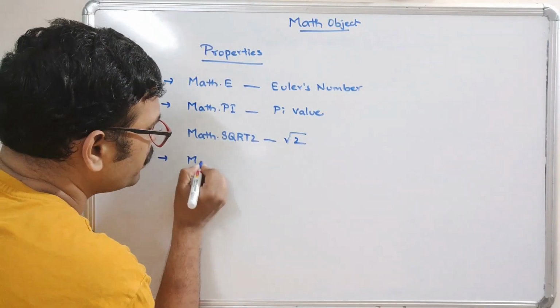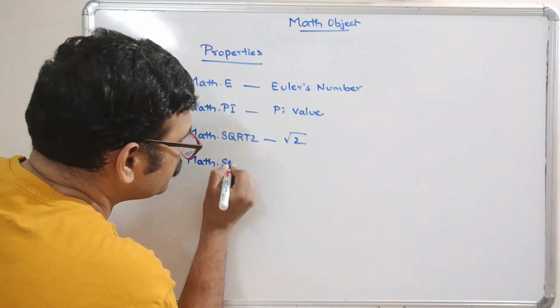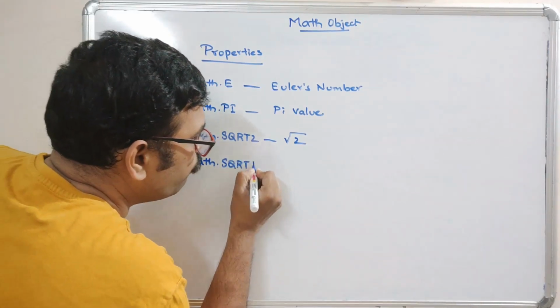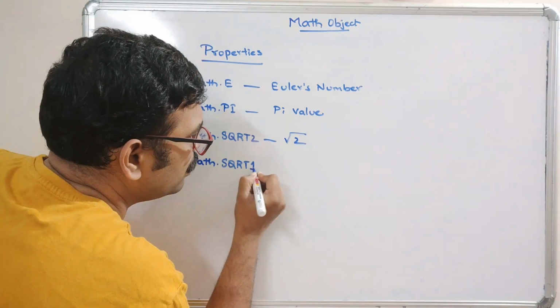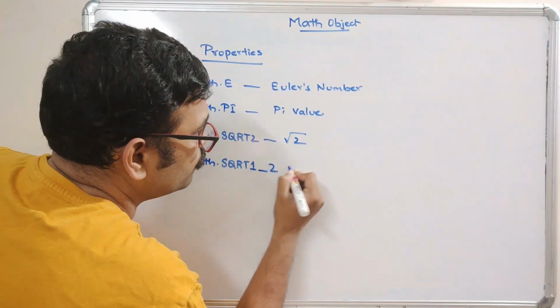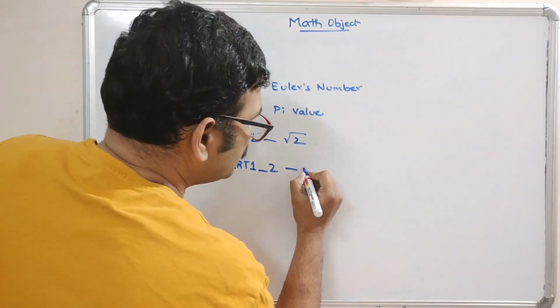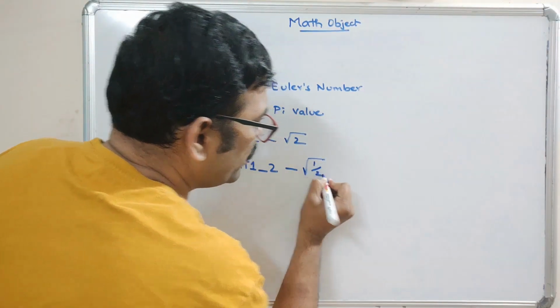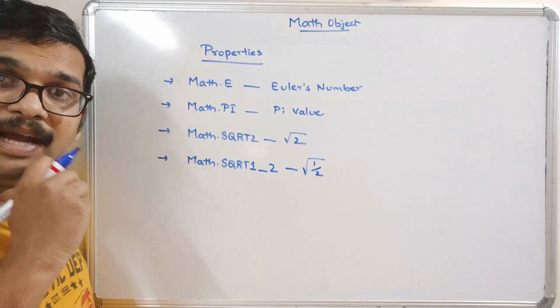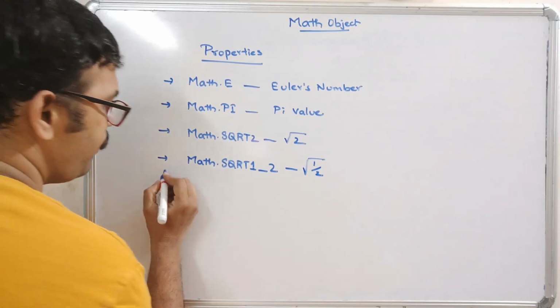Similarly, there is one more property called Math.SQRT1_2, that is SQRT1 underscore 2. It will give the square root of 1 divided by 2, square root of 1 by 2.